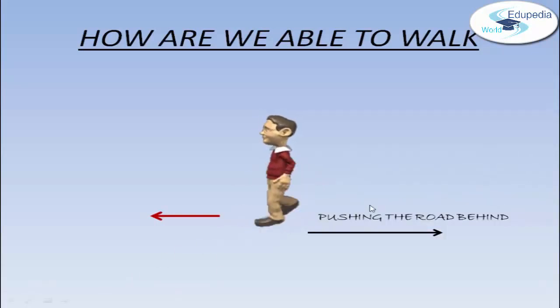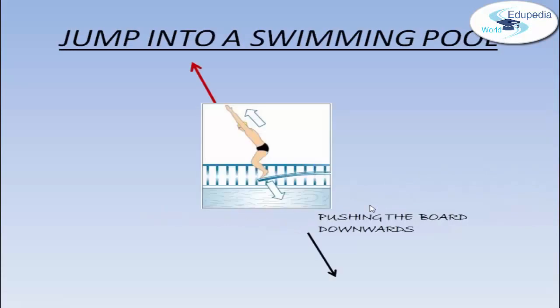So because there is friction between the road and our leg, what happens is, because we are pushing the road behind, the road is also pushing us ahead. That's why we are able to move. There are many other examples, like when we jump into the swimming pool.